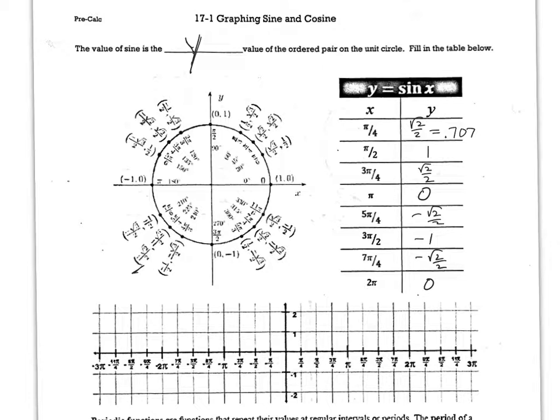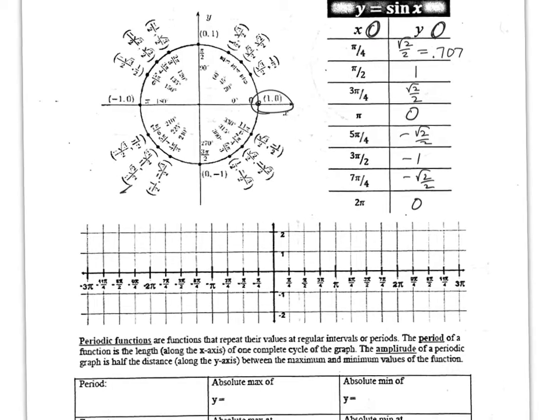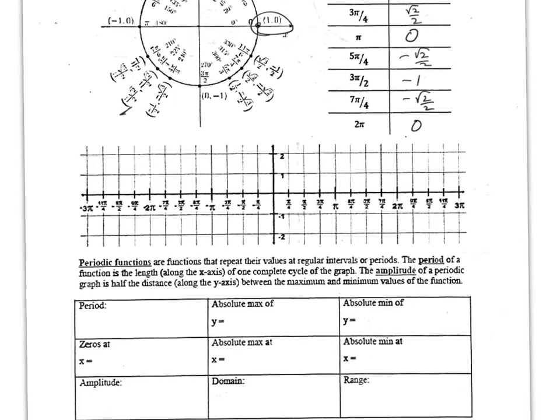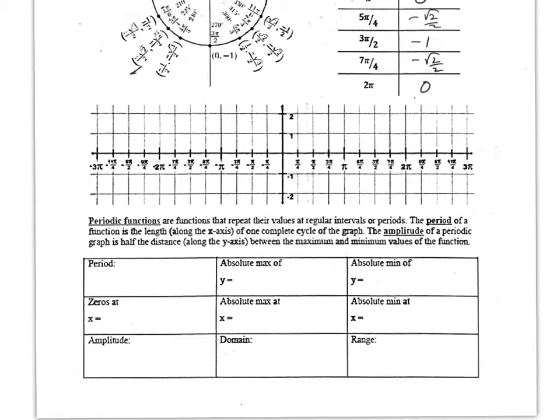Now, what is missing is what I would consider to be the first point, right? This one right here. So at 0, the sine is 0. And that's going to help us draw the graph. So we're going to plot these points on the graph. And then we're going to try to study the pattern of some of these answers so that we can come up with the answers to the below.